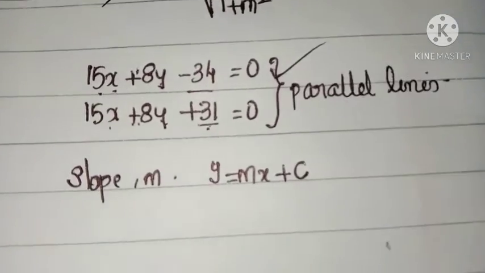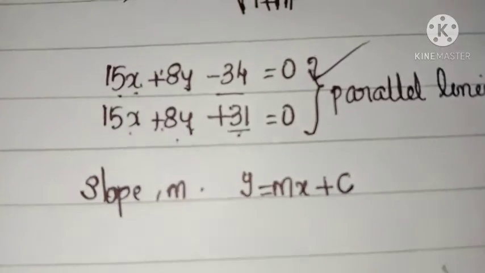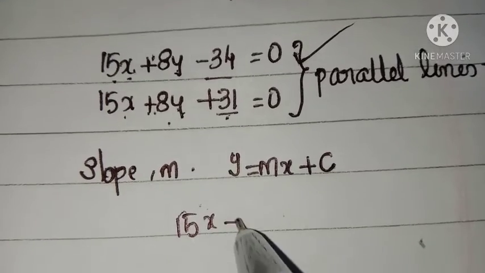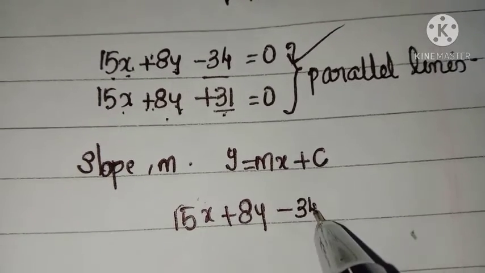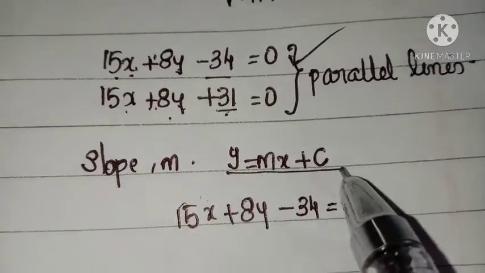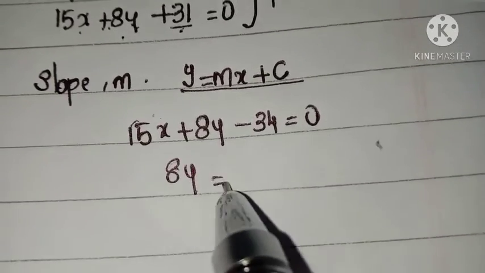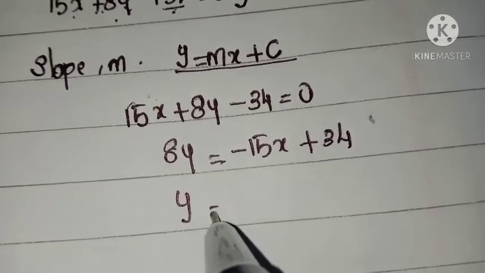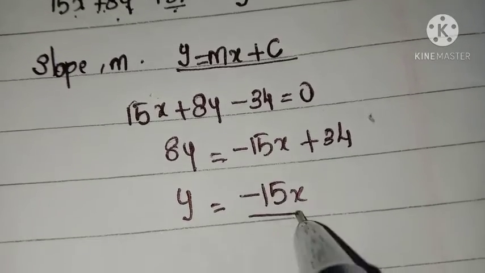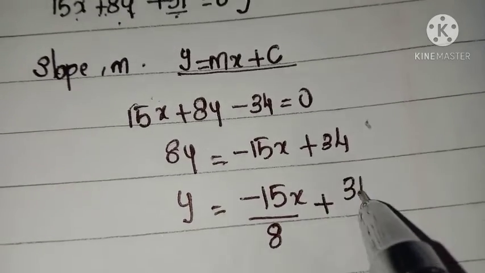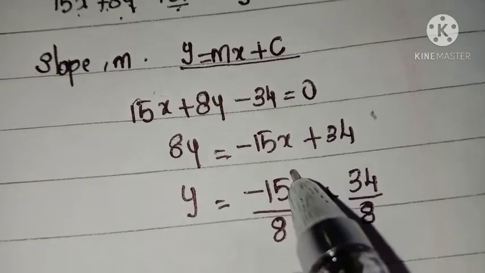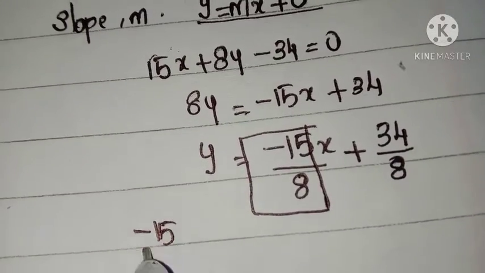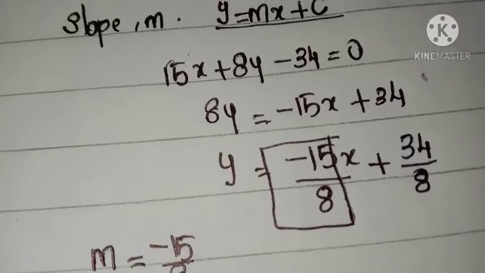So consider one of the equations. You can take either the first one or the second one. So I am going to take the first one. 15x plus 8y minus 34 equal to 0. From here we reduce: 8y equal to minus 15x plus 34, or y equal to minus 15x by 8 plus 34 by 8. Now listen, what is the coefficient of x here? Minus 15 by 8. This is our slope m.